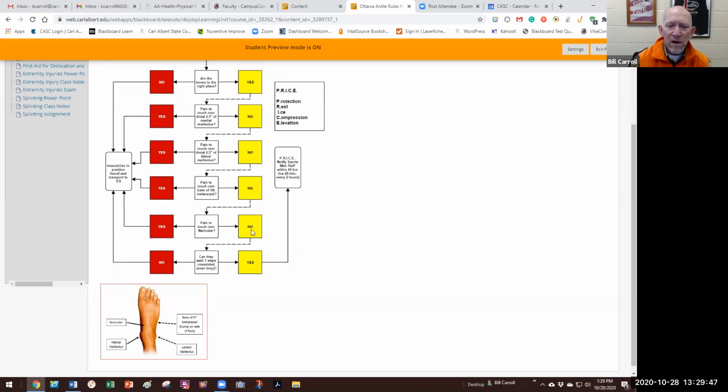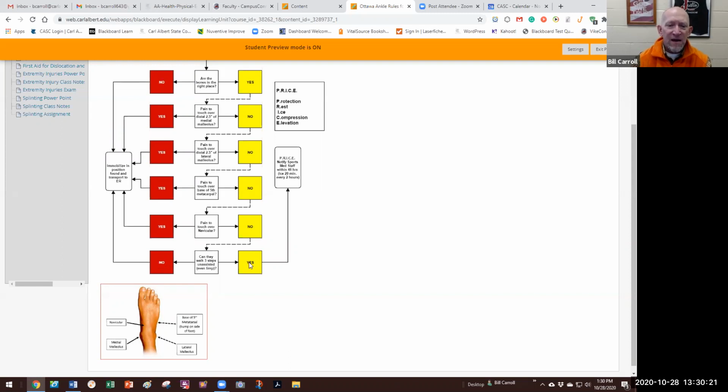If no, then we come over here and say, can they walk 3 steps unassisted, even with a limp? So if they can walk 3 steps without you helping them, without leaning on something, without a crutch or a cane or anything like that, and they can really limp hard, that counts as 3 steps. If they can't do that, if it's too painful for them to walk at least 3 steps, then we're going to send them to the ER for an X-ray.